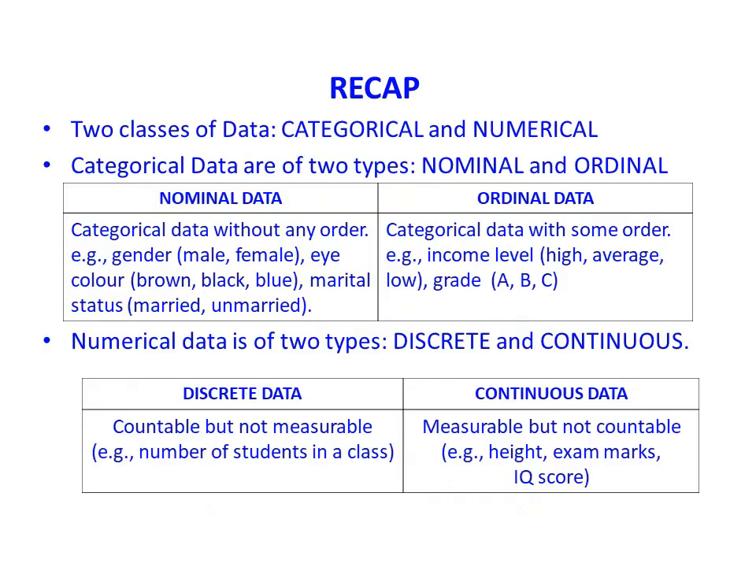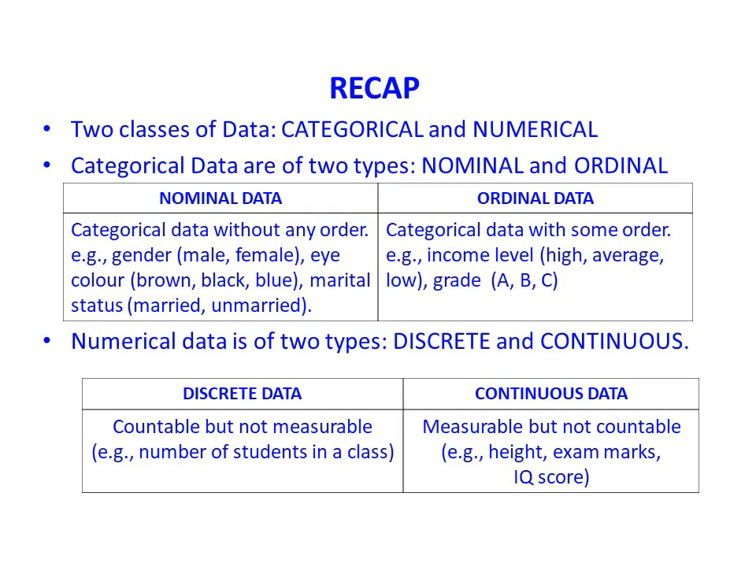To sum up, two classes of data, categorical and numerical. Categorical data are of two types, nominal and ordinal. Nominal data are categorical data without any order. Example, gender, male, female, eye color, brown, black, blue, marital status, married, unmarried. Ordinal data are categorical data with some order. Example, income level, high, average, low, grade, A grade, B grade and C grade.